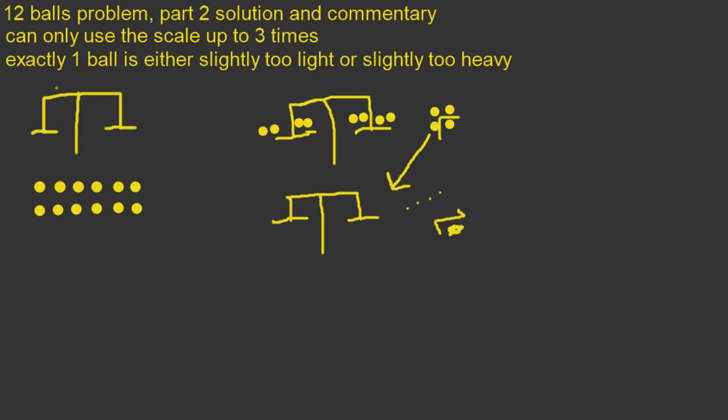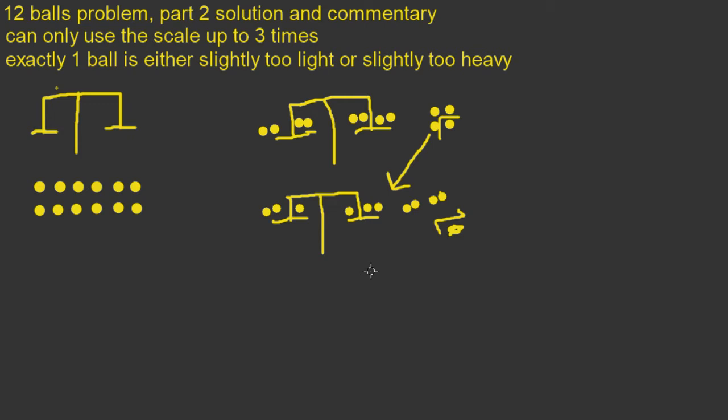So we have 3 balls on the left side. We have 3 balls that were sitting out the first round on the right side. And we moved all 4 of these balls off the scale completely.